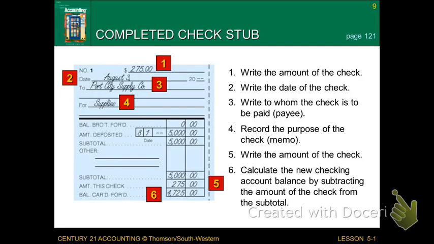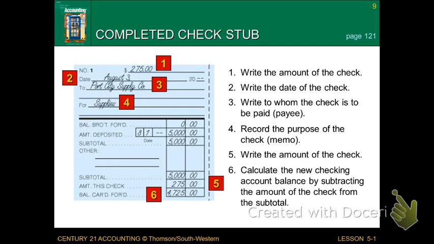Okay, so what you have in front of you now is an example of a check stub. And a check stub has to be completed in a certain method. There are 5 steps, actually 6 steps to complete this check stub. And the first thing is visualize in your mind what this check is being written out for. So step 1 asks us to write the check amount. So if you were to write a check to someone, how much are you going to write it out for? In this case, they're writing out for $275.